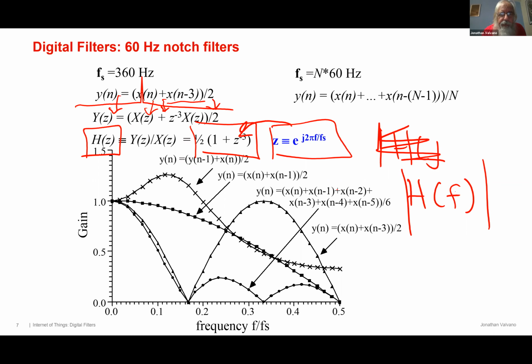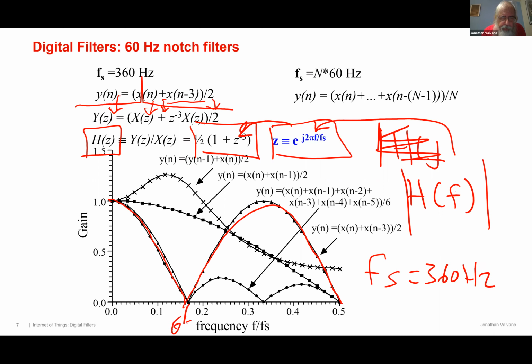There's my f right there. And I get this curve. I get this one here, the triangles. And so if fs equals 360, then that point right there is 60 hertz.